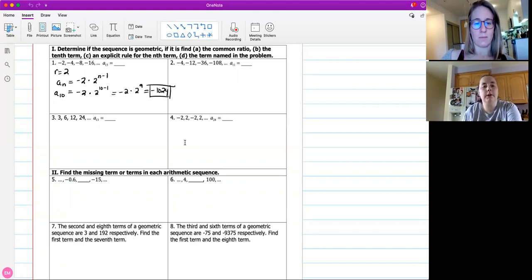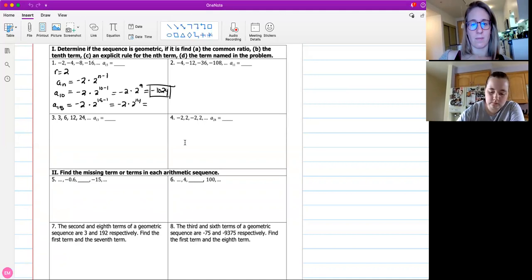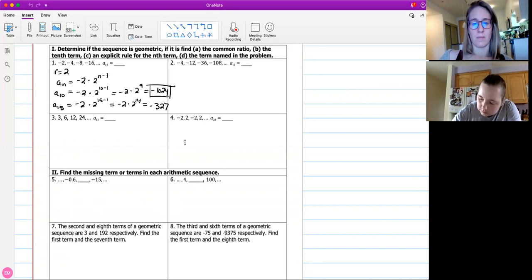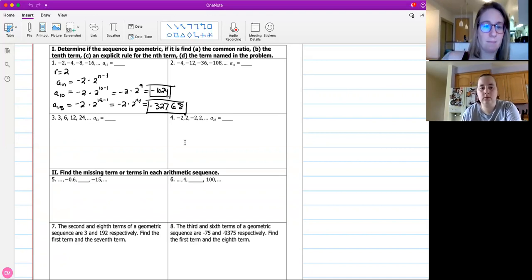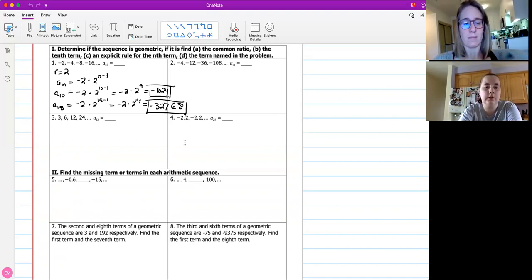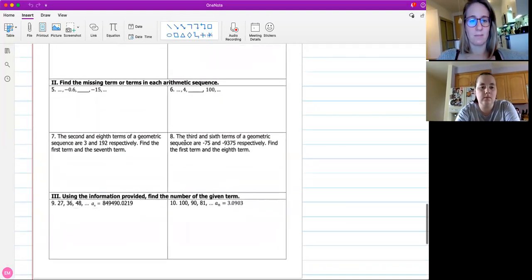Okay, and then the term named in the problem is a_15, so we're just going to do the same process but with 15. So -2 times 2 to the 15 minus 1. So this is -2 times 2 to the 14, and that's going to end up being -32768. Cool. Yep. And again, feel free to use your calculators because those are some gross numbers.